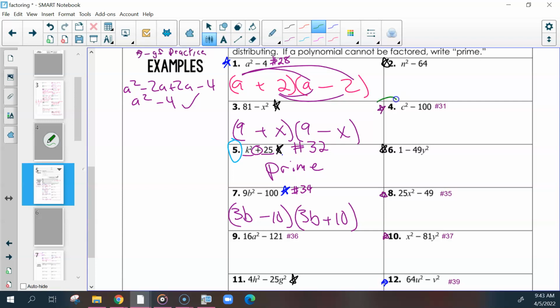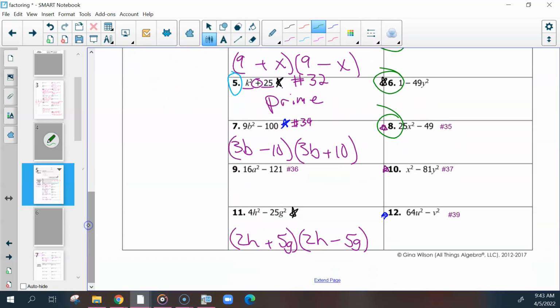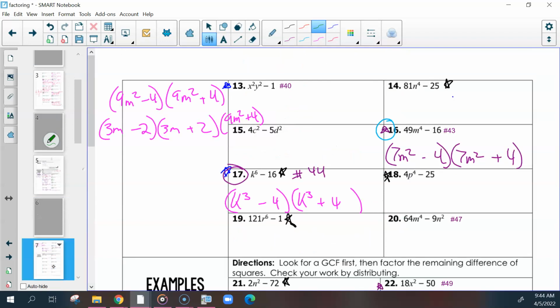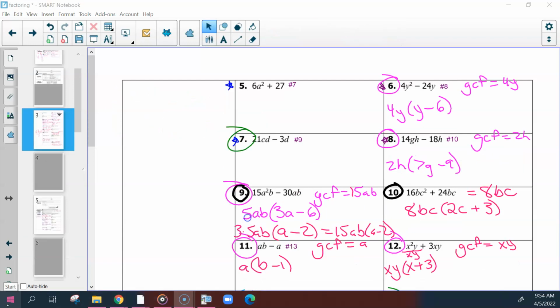And then on difference of squares, let's do 4, 6, 8, and 12 on that first page. 4, 6, 8, 12. And then on the back, 19 and 20. There we go. So try this. Right, let's start with the GCF examples.